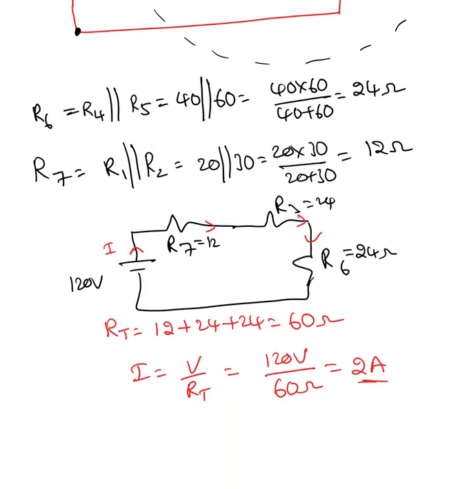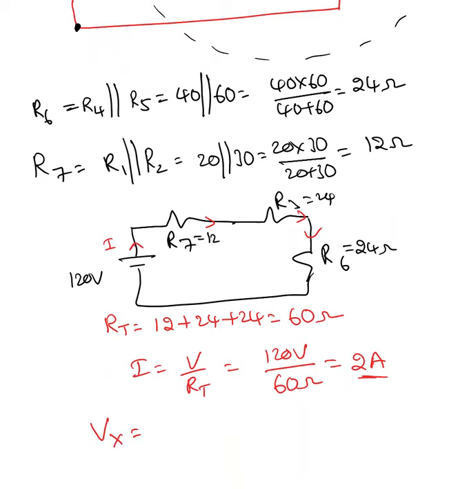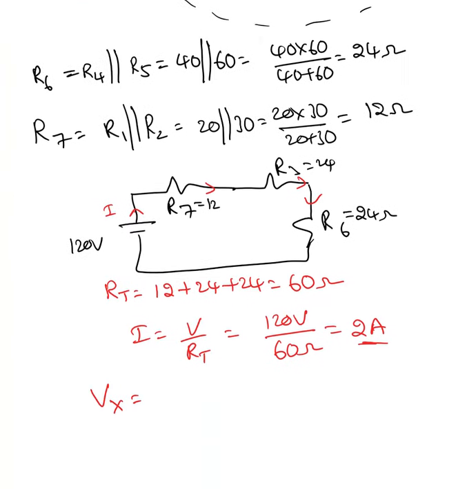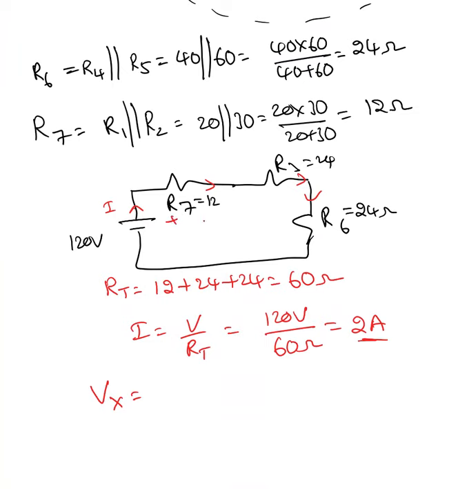Now to find Vx, can I say the voltage across 20 ohms and across 30 ohms is the same since they are in parallel. So Vx must be the same as V7. Okay, Vx must be the same as V7, which is 2 times R7. What is R7? 12. So 2 times 12, which is I times R7. Okay, 2 times 12, that is 24 volts. Okay, that's Vx.